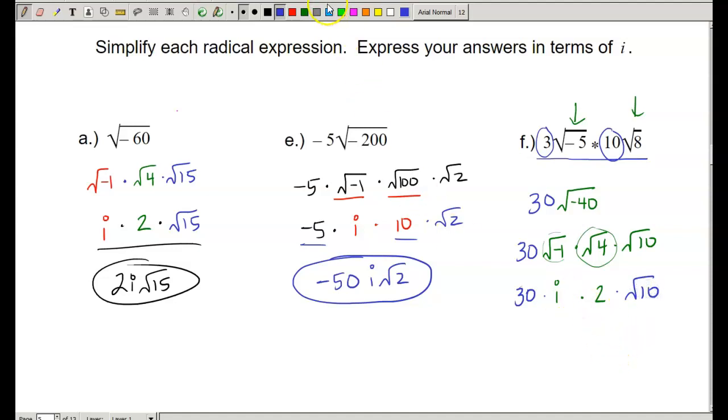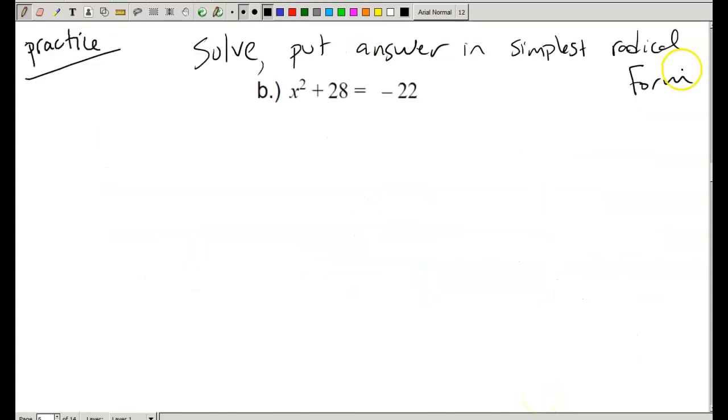And then I'm going to write my answer here as, 30 times 2 is 60. And that would be I. That I term is still in there. And then times root 10. And there would be my final polished up answer.